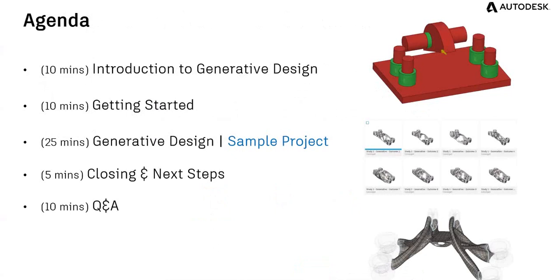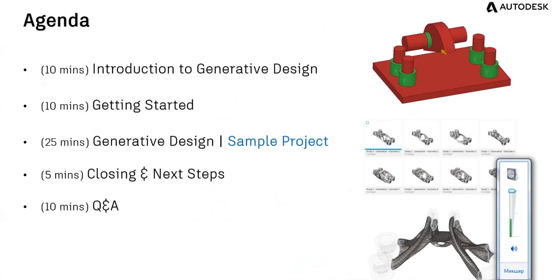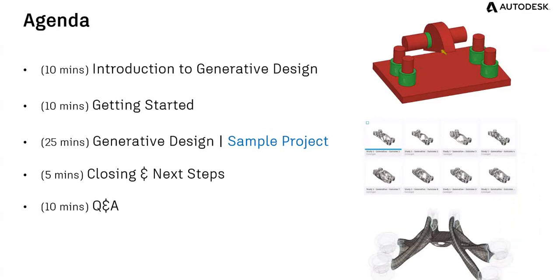Moving forward to take a look at the agenda for the presentation today, we'll start off with a quick introduction to what generative technology means and why Autodesk is moving in this path. We'll then spend a couple minutes to talk about what you would need in order to get started using generative technology. And then we'll spend the majority of the presentation on reviewing a sample project from start to finish, showing you all of the workflow requirements needed to successfully produce a project. And then again, we'll leave about 5 to 10 minutes at the end for closing, next steps, and Q&A.